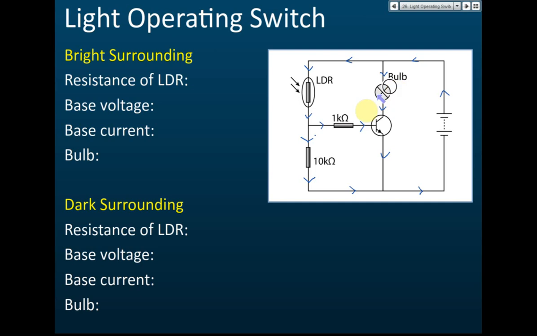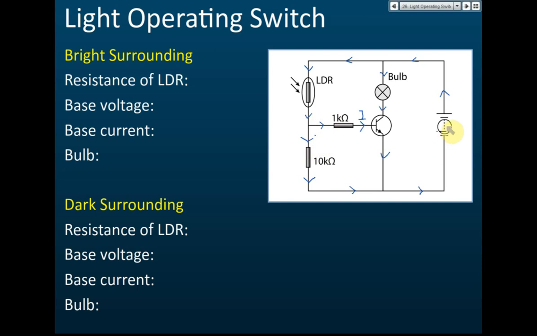If you want this bulb to light up, then we want the current here to be large. If the current here is big, then the bulb lights up. If the current here is very low or almost zero, then the bulb does not light up. But how do we control this current here? There's no rheostat here for us to control the current. So how? The current is controlled by the potential divider, these two resistors.